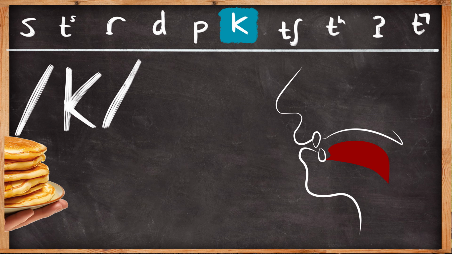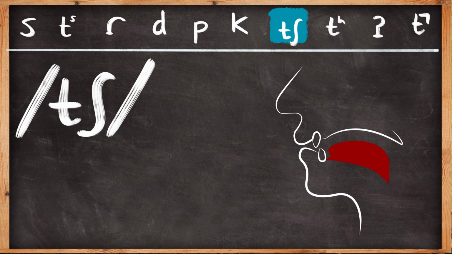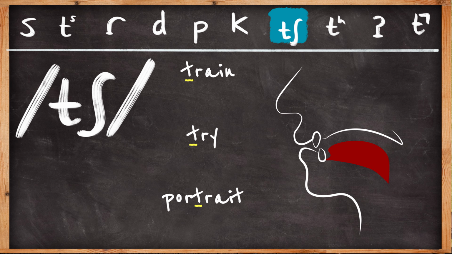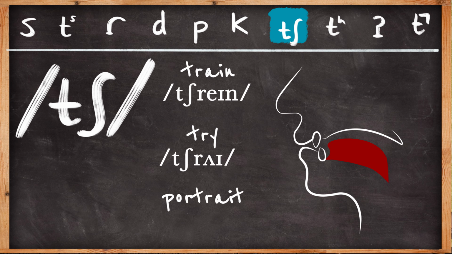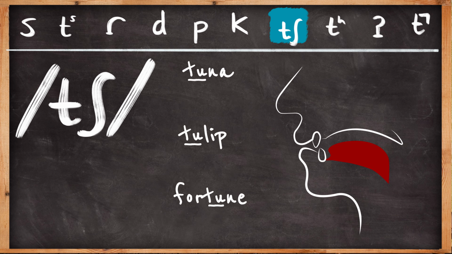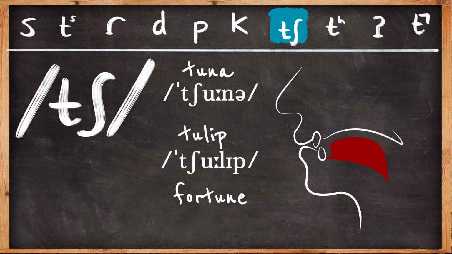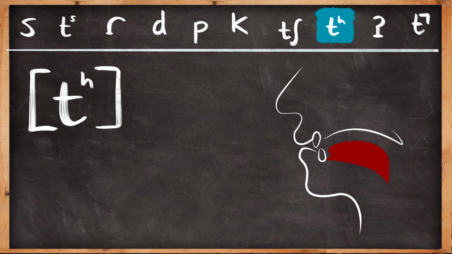Thanks. 7. CH. In the cluster TR, the T can transform into CH. Train, try, portrait. This also occurs in some words spelt TU, which posher speakers might pronounce tye. Tuna, tulip, fortune.